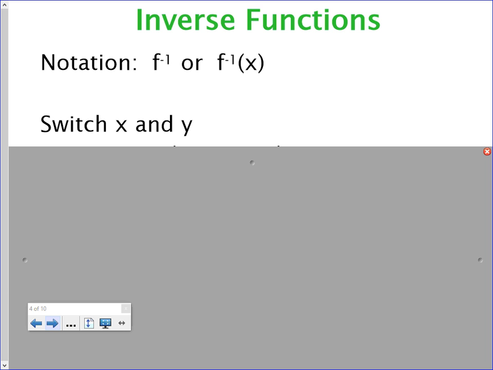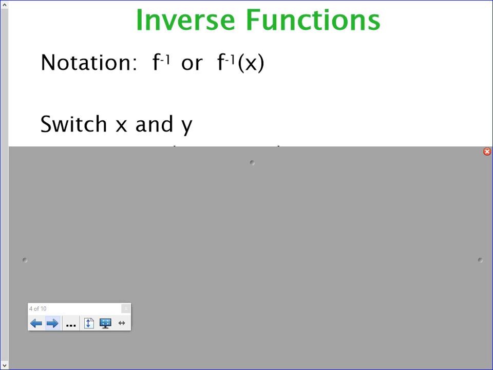If you're looking at a table of values, you switch the x and the y's. If you're looking at a graph, we switch the x and the y ordered pairs, so they become y comma x. If you're looking at an equation, you switch x and y in the equation. Everywhere you see y, you write x. Everywhere you see x, you write y. Okay? And then you go through and you solve for y.